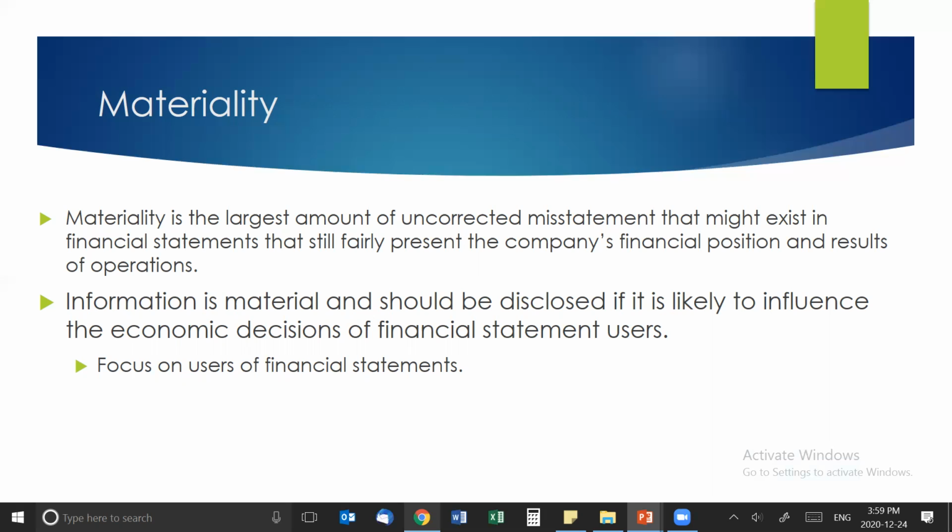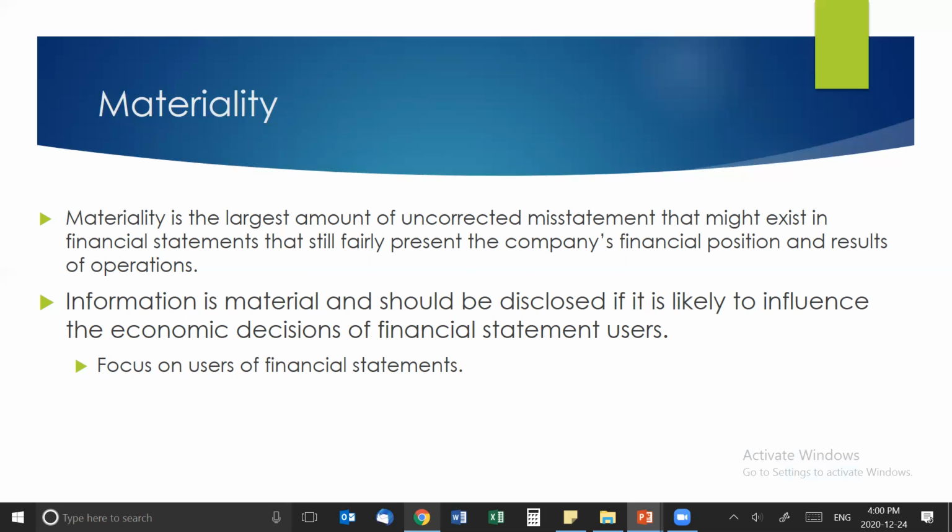Or if the bank has a covenant in place and says your debt to equity ratio can't be higher than a certain amount, they're interested in the debt and the equity amounts in the financial statements. An investor could be another user of the financial statements.